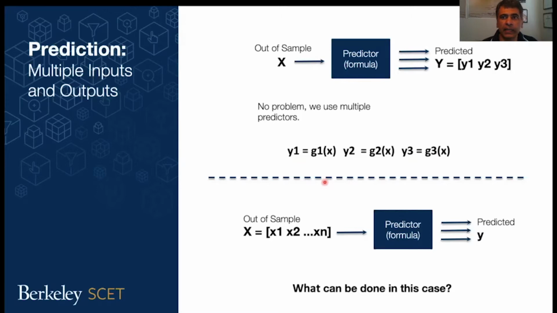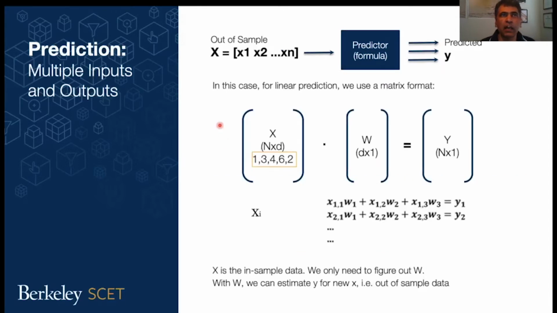The second case, it's a little more complicated. And this is, what if you put in multiple inputs, not just one X, but X1, X2, X3, all as inputs. And now you want one or more outputs. And what we're going to do is we're going to talk about what can be done to handle this case.